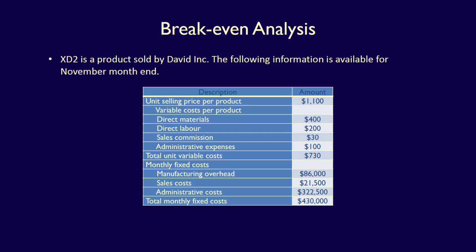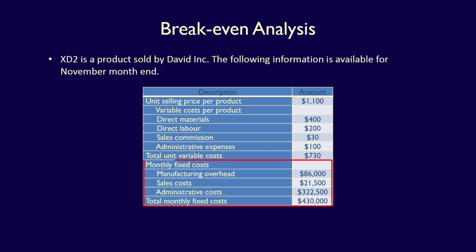We'll use David Inc., a company which manufactures XD2. The company has the following information available for the month of November. The selling price per unit is $1,100. We then have all of the following per unit variable costs. Direct materials of $400, direct labor of $200, sales commission of $30, and administrative expenses of $100. The total variable cost per unit is therefore equal to $730.